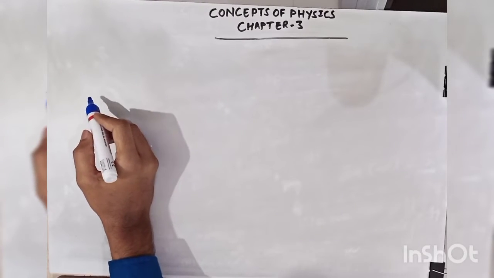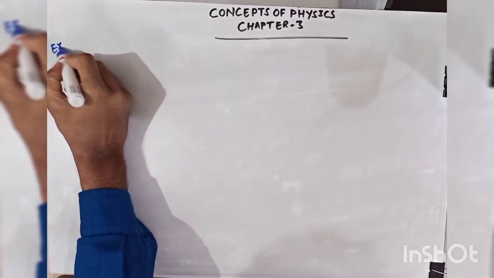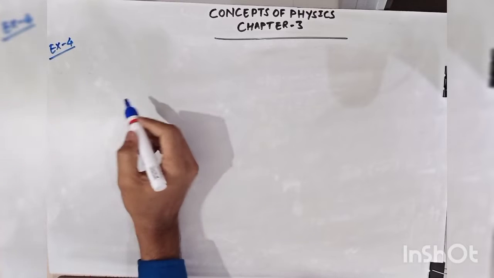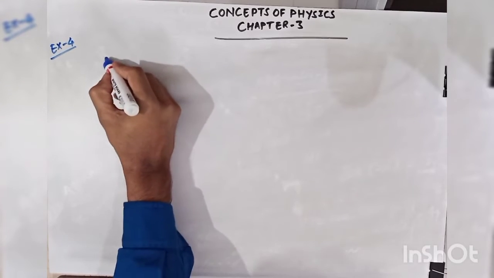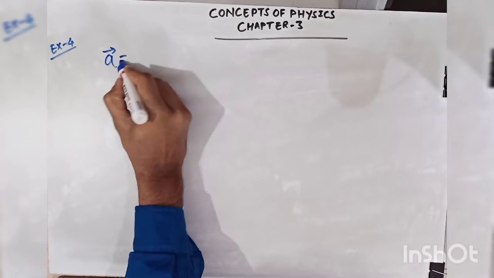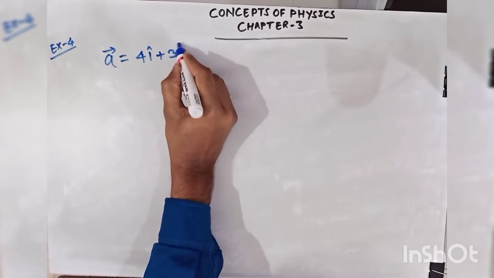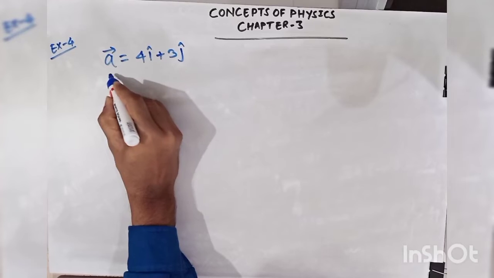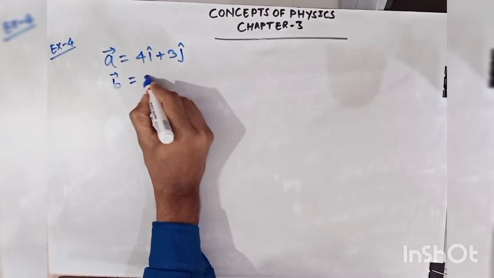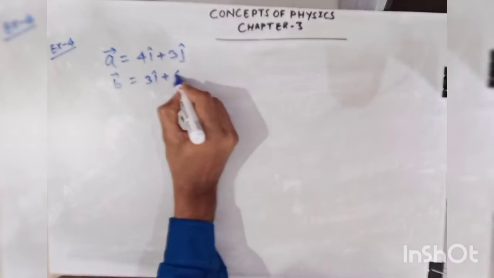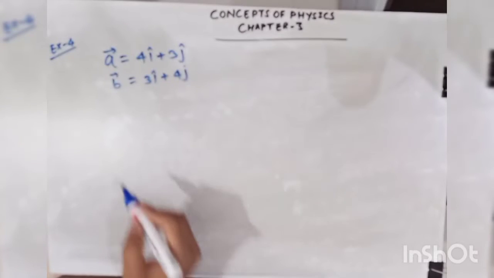Okay, question number 4, from the second chapter. Let me write down whatever information has been given in the problem. Two vectors are given: vector A is 4i plus 3j, vector B is 3i plus 4j.